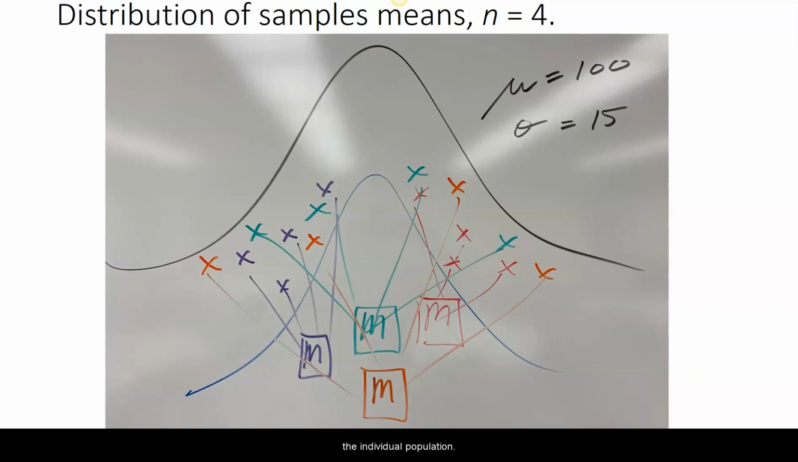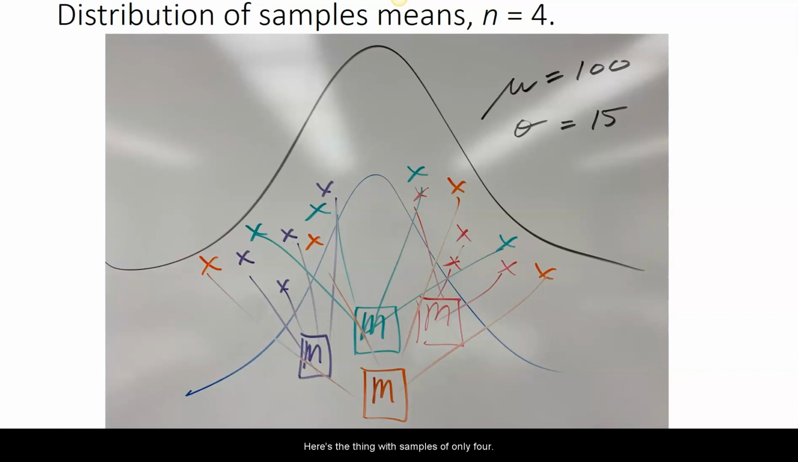And then look at the green X's. These are members of the individual population. The green ones were spread out. I had 2 that were below average and 2 that were above, and they left a mean that was smack in the middle. And then with the oranges, that was even more the case. They were really spread out, as you can see, and they left a mean that was smack in the middle.